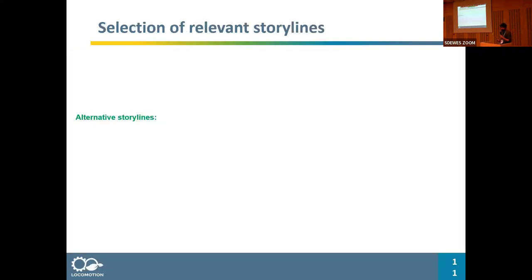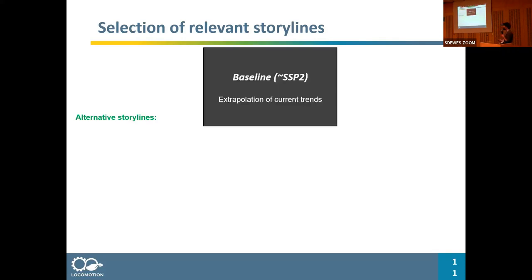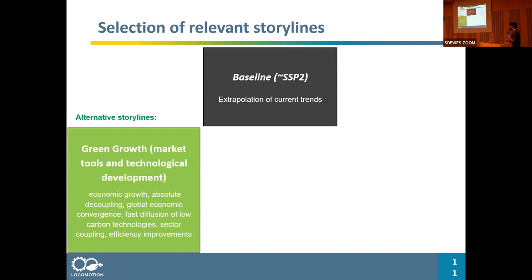In terms of relevant storylines that we have identified, well, for the baseline, our idea was to try to follow SSP2, but with modifications, because SSP2 is already a bit outdated, and to be a bit flexible in the interpretation of SSP2, but this will be the spirit. And then we identified in the literature, and with stakeholders, three main storylines. The first storyline we have called green growth, which is the dominant narrative in institutions.